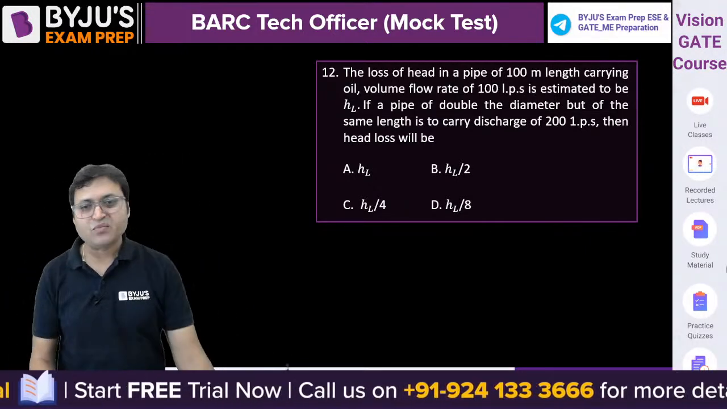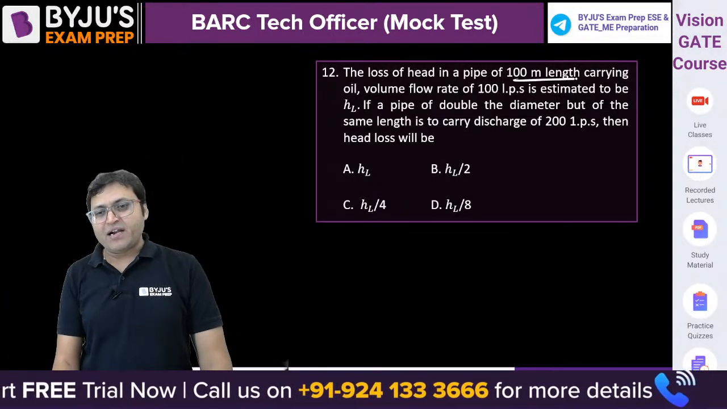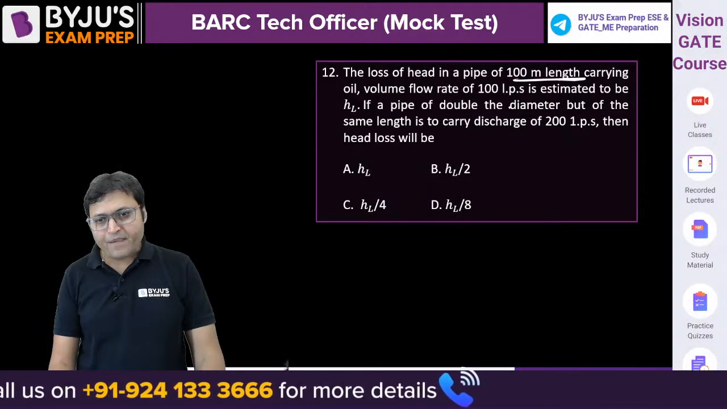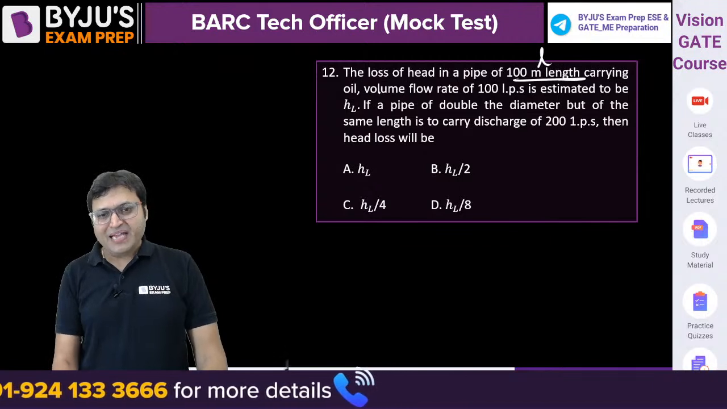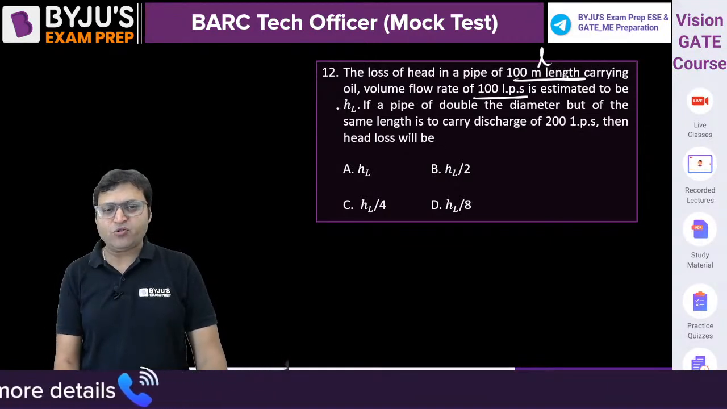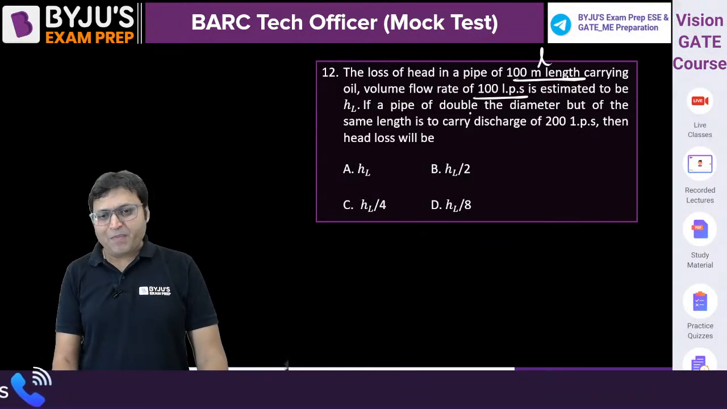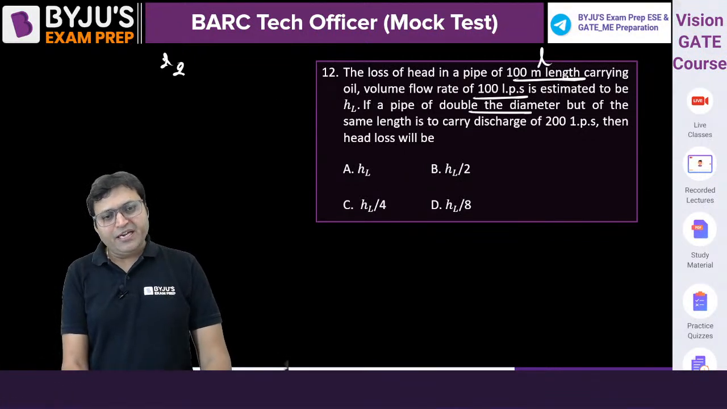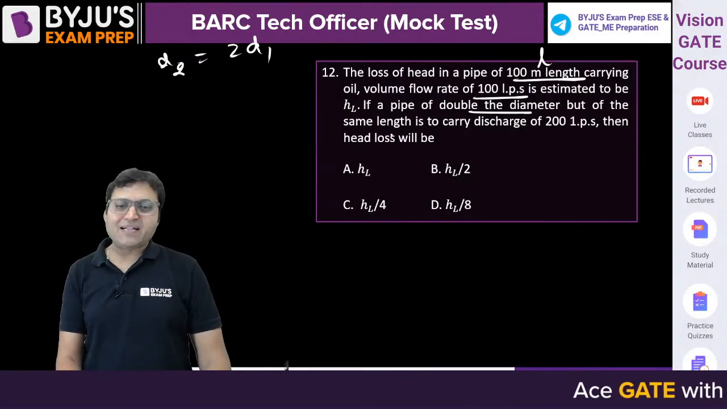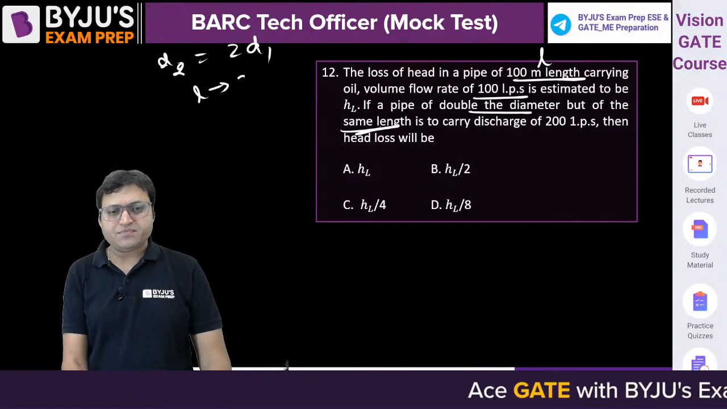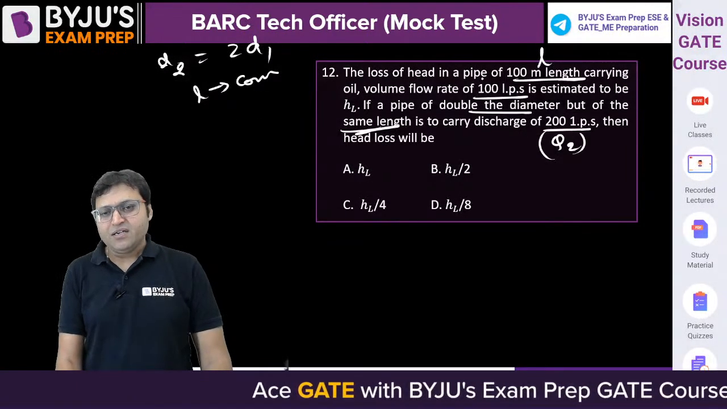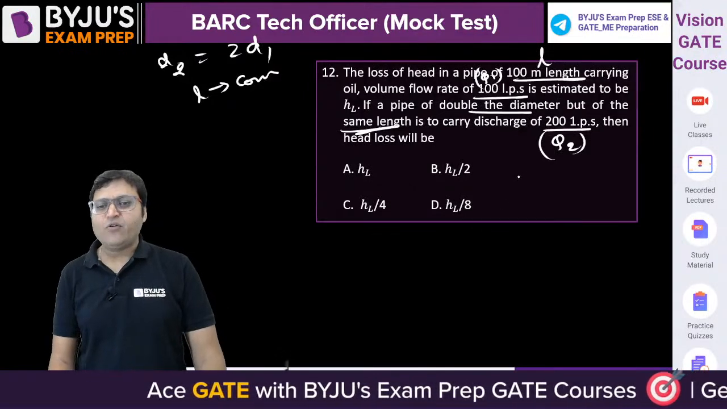Question number 12. The loss of head in a pipe of 100 meter length, carrying oil, volume flow rate of 100 liter per second is estimated to be HL. If a pipe of double the diameter, D2 becomes twice of D1, but of the same length remains constant, is to carry the discharge of 200 liter per second. Q1 was 100, now it is 200.